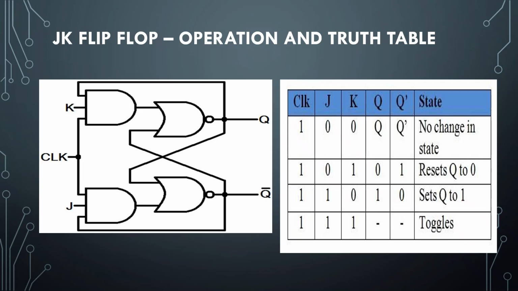When J equals 1 and K equals 1, this is the special case: it toggles the output. So if Q was 0, it becomes 1, and if it was 1, it becomes 0. This toggling ability is extremely useful in applications like counters, where we want the output to flip every time a clock pulse arrives. That's what gives the JK flip-flop its versatility over the basic RS design.